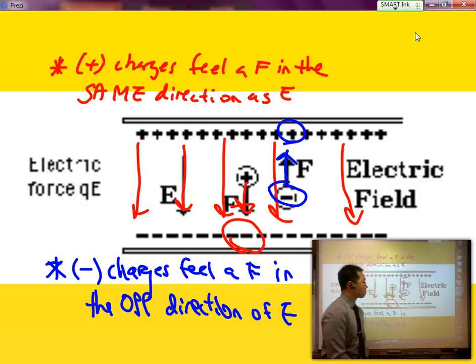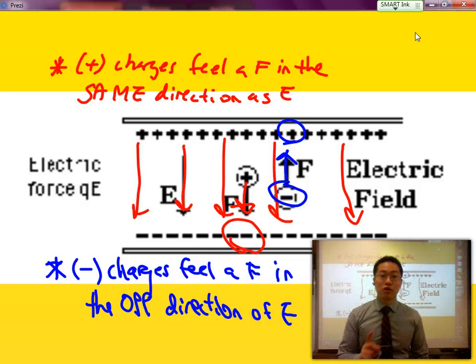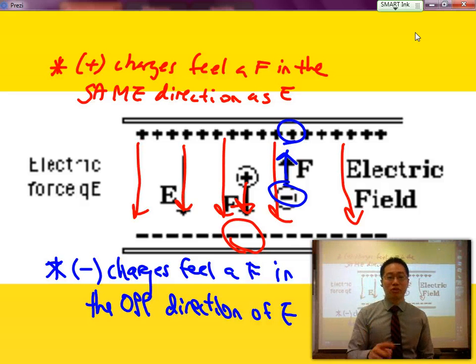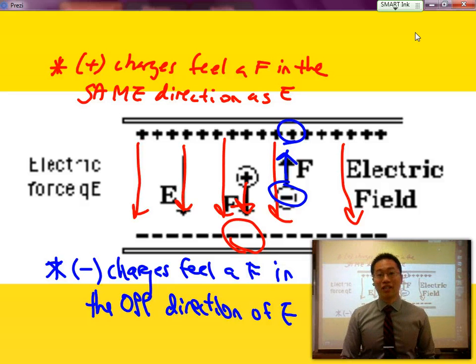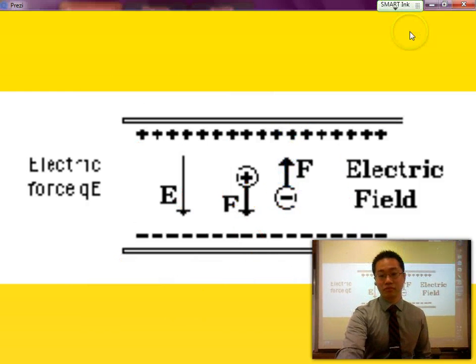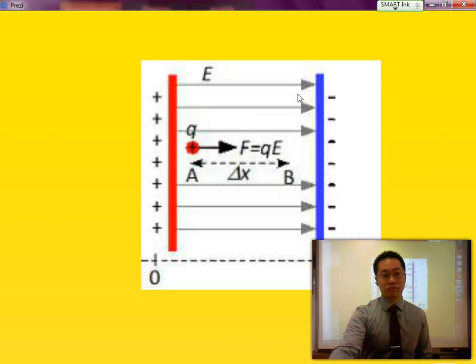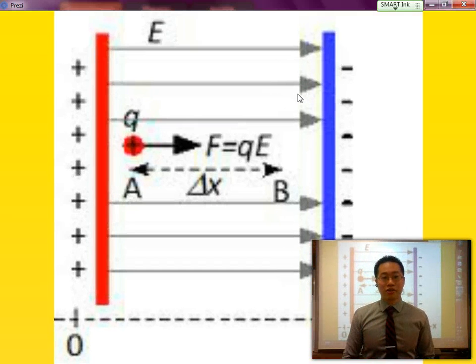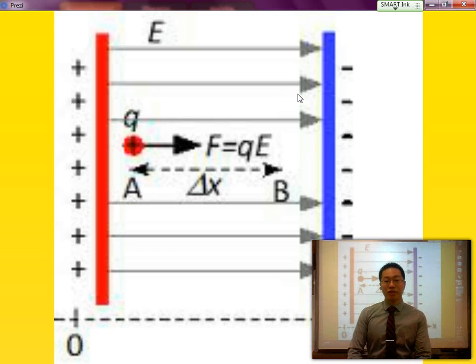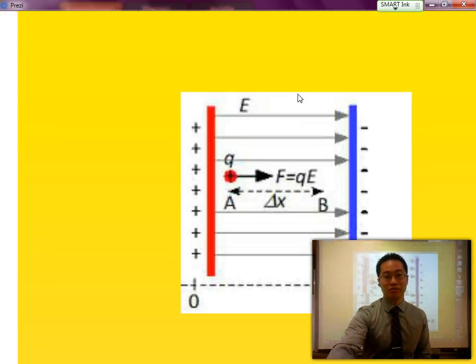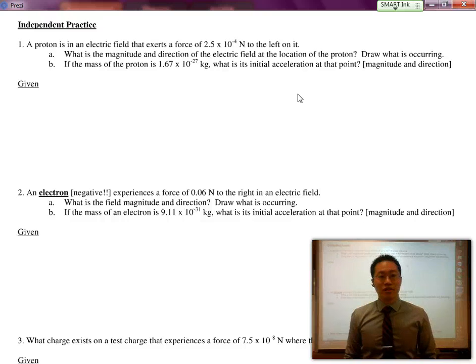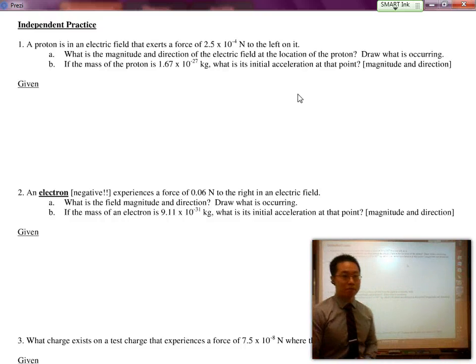So keep in mind that you should always be able to determine what the direction of the electric field is simply by knowing what the direction of the electric force is. This is just another example of a positive charge being attracted to the negative plate with a force of QE. Let's actually do a quick practice question with this now.